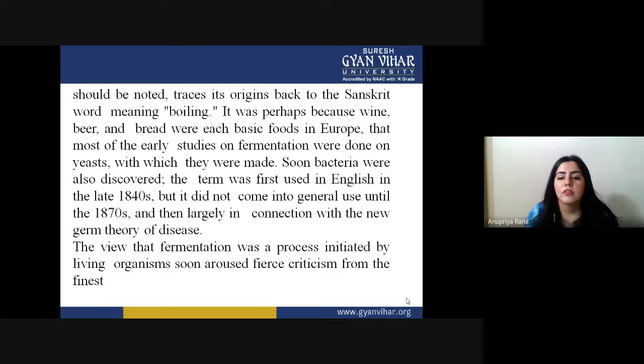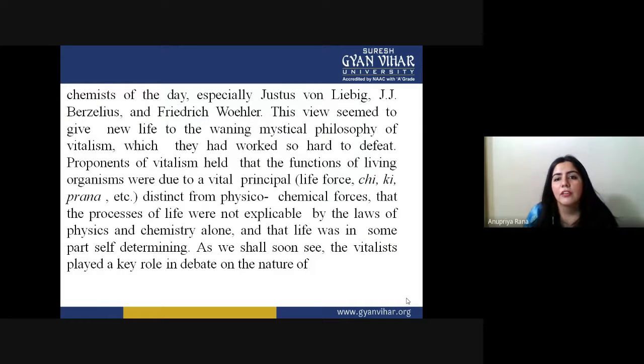The view that fermentation was a process initiated by living organisms soon aroused fierce criticism from the finest chemists of the day, especially Justus von Liebig. Whenever a scientist makes a discovery, whenever someone does something new, there are some people who always criticize it. And I'm telling you, criticizing something is good, because when we criticize something, if the founder is determined about their findings, they start gathering new evidence to make people believe. Finding this new evidence and new proofs makes the research better and more developed. Healthy research happens only when you have opposition and criticism. Only then do you get more motivated about your findings and gather extra evidence to support them.